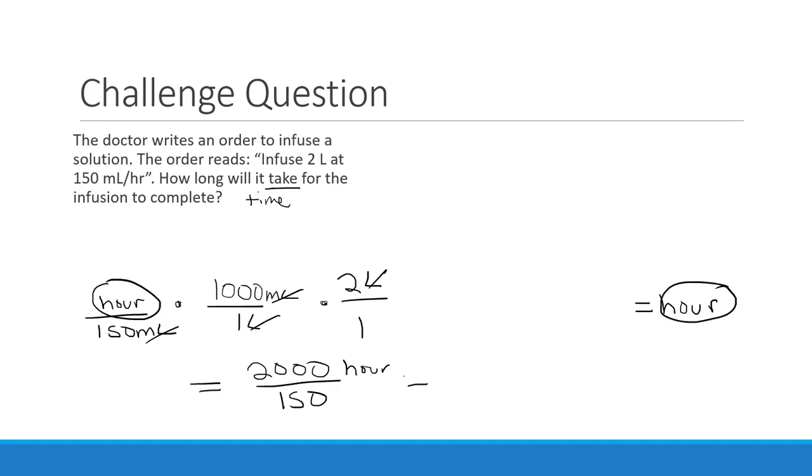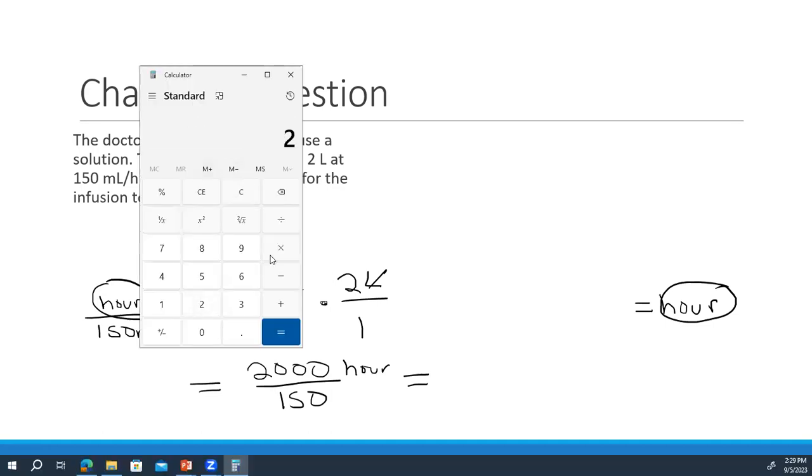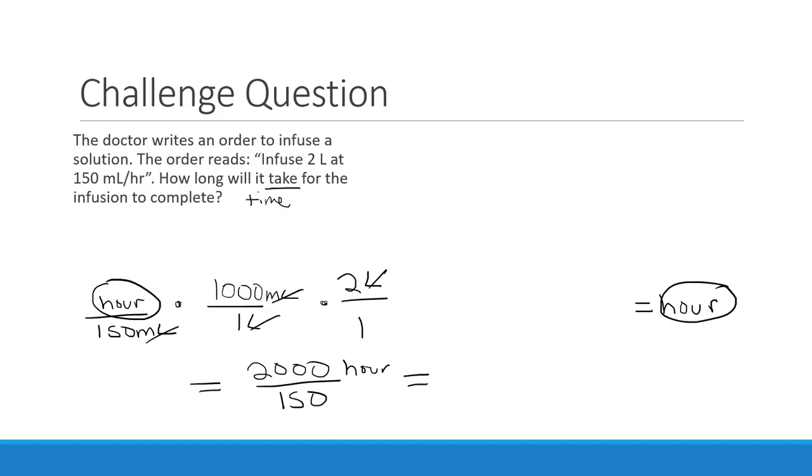And then let's see what that gives us. So like I said, 2 times 1,000, which gives us 2,000. And then we're going to divide that by 150. And that gives us 13.33333 repeating. So we're going to write 13.3 repeating. So we know we've got 13 hours and how many minutes.